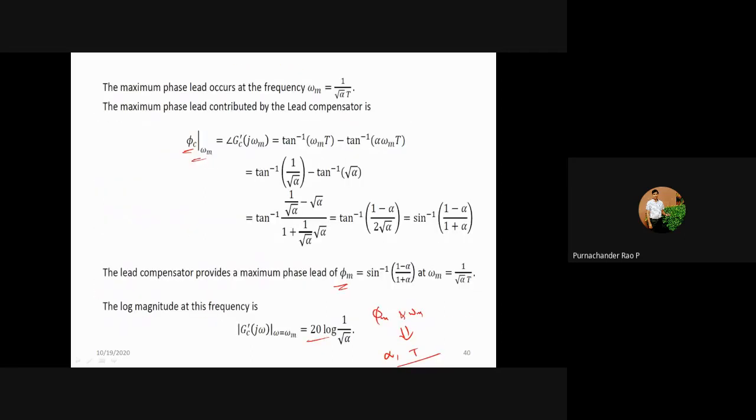Just learn up to this particular point, because you know that the form of phi m is given: phi m is equal to sin inverse of (1 minus alpha) by (1 plus alpha). Once you get phi m, you can get the value of alpha, or if alpha is given to you, then you can find phi m. So this is the way of designing the lead compensator. Similarly, the approach is the same for the lag compensator and also the lag lead compensator.